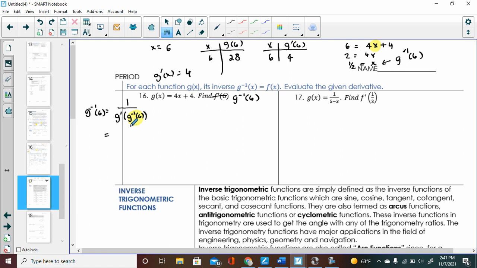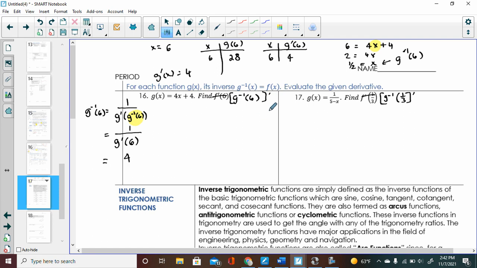So I'm going to replace it. 1 over this composition, and honestly, it's literally just going to be 4, because any value would just be 4. And that's it. That's all she wrote. All right, let's look at number next. And like I said, I'm going to change this to the inverse of 1/3, and that derivative. All right. So I'm going to look at this one, that derivative.